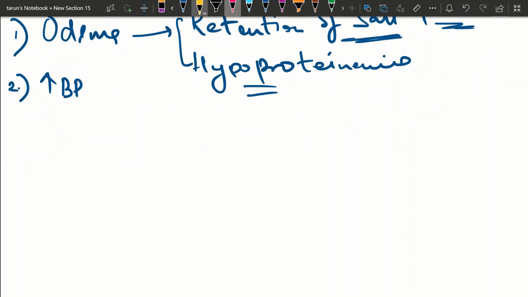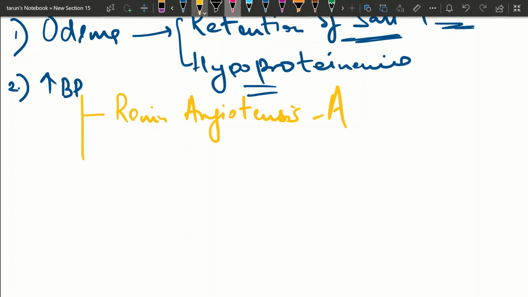This blood pressure is increased because of two things. First, there is activation of one system or axis, we can say, that is the renin, angiotensin, aldosterone axis. So this axis is stimulated, and because of the stimulation of this axis there is increased blood pressure.